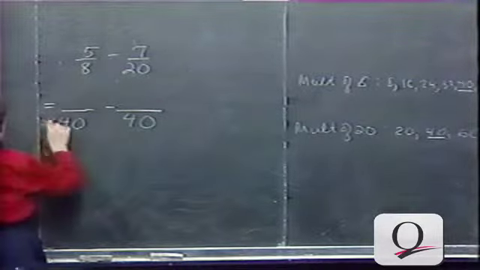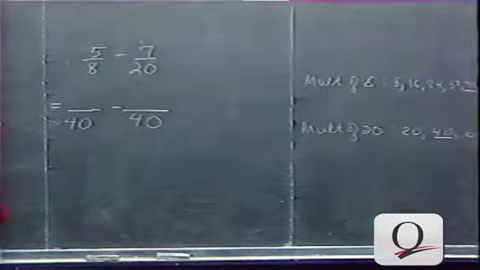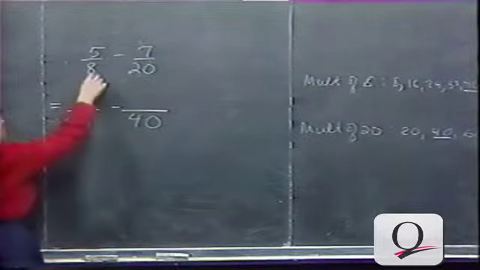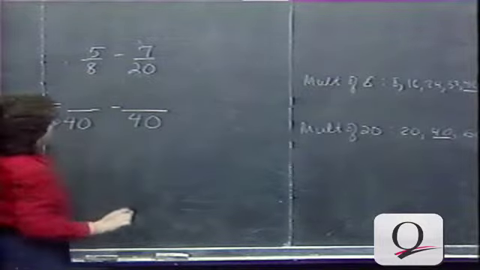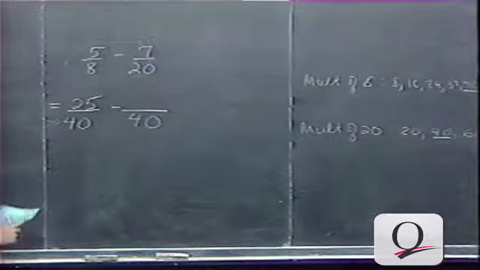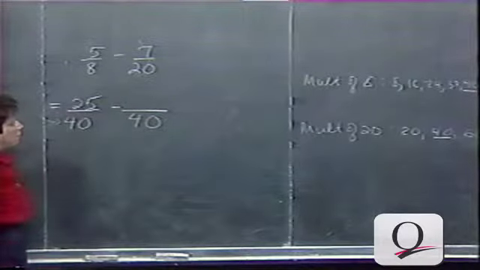You have to say, what did you multiply the 8 by to get 40? You multiply 8 by 5, so you have to multiply the numerator by 5 as well. Since you've multiplied the denominator by 5, you have to multiply the numerator by 5. So 5/8 is equivalent to 25 over 40. I multiplied the bottom by 5, so I have to multiply the top by 5.